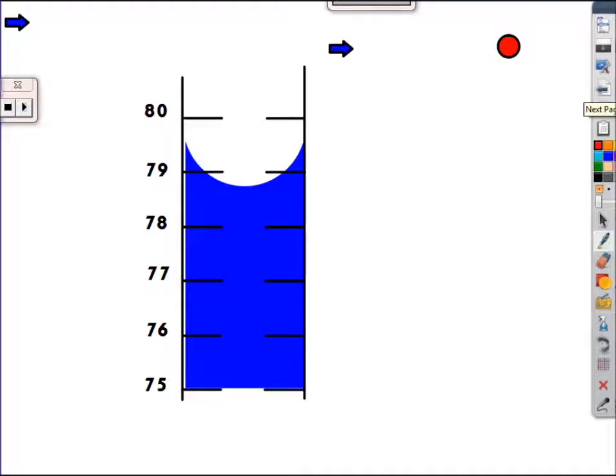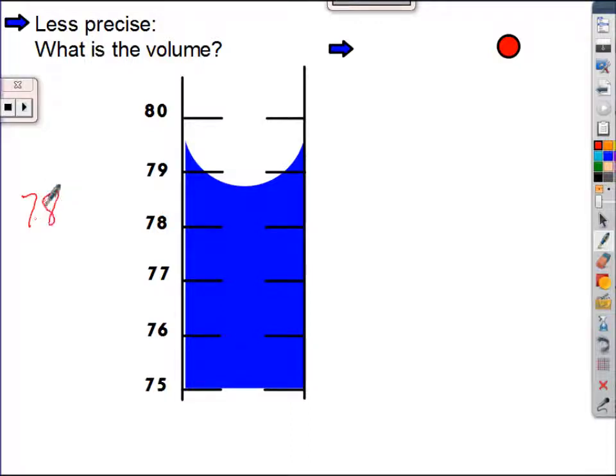Another example. Let's say I was reading this graduated cylinder. What's my measurement? Well, I know it's above the 78, and I know it's below the 79. So I could call this 78, but I want it to be more precise. So my uncertainty is, well, it's probably maybe 78.7, let's say. I can tell it's above halfway.